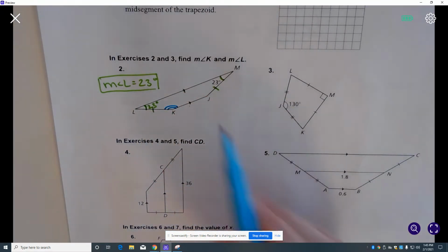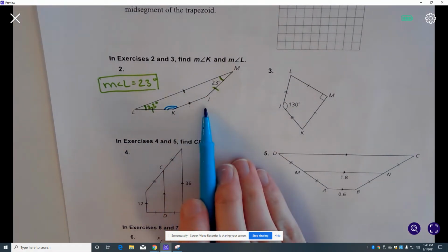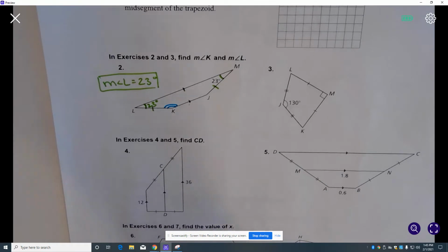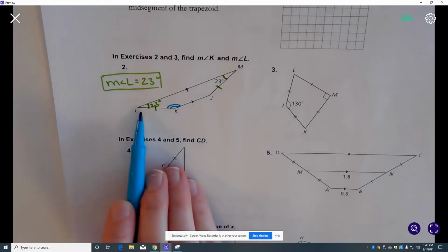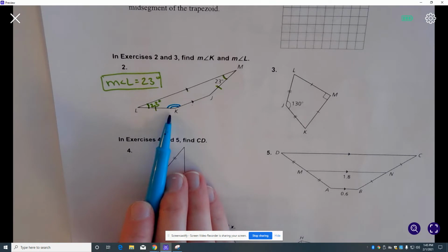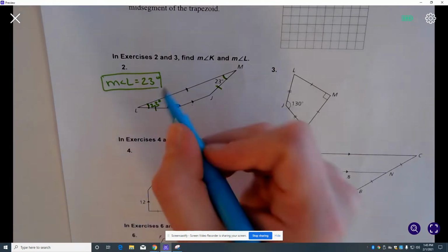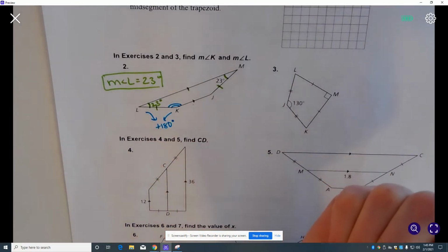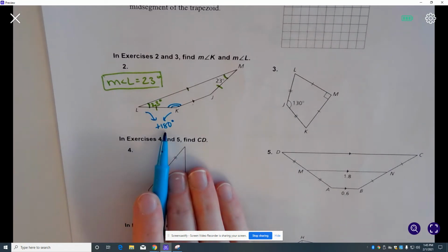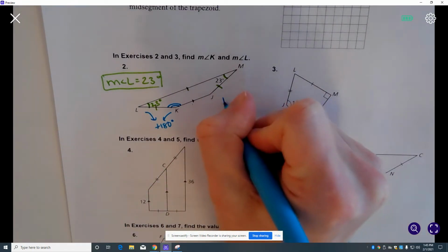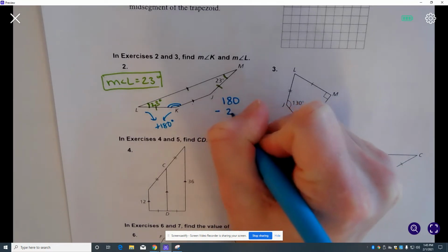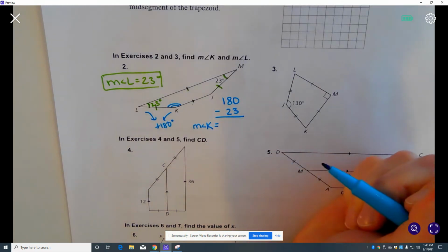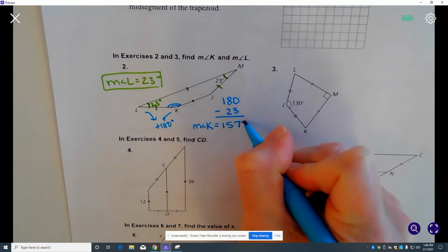Now, to find the measure of angle K, I do not know angle J, so I can't use angle J to help me find angle K. So I can't use these base angles. However, earlier we stated consecutive angles, so angles that are next to each other that share a side, that are not base angles, are supplementary. They add up to 180. So angle L and angle K must add up to 180 degrees. So to find the measure of angle K, I simply need to take 180 and subtract 23 degrees from that. And when I do that, I discover that the measure of angle K is 157 degrees.